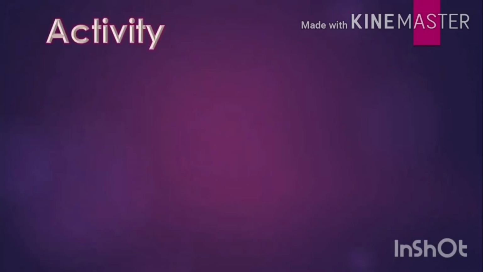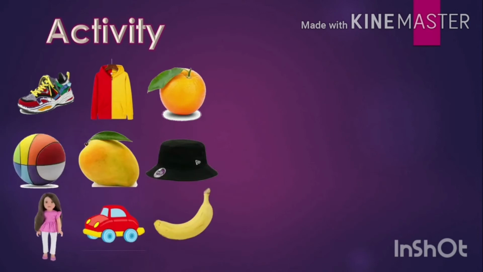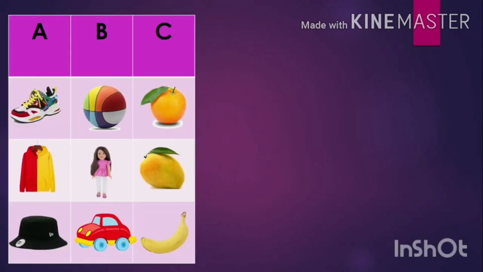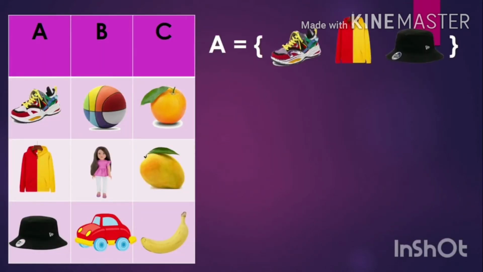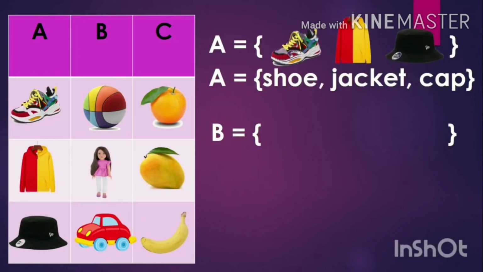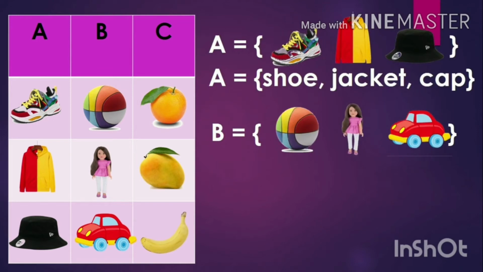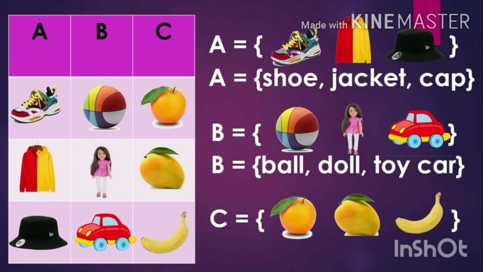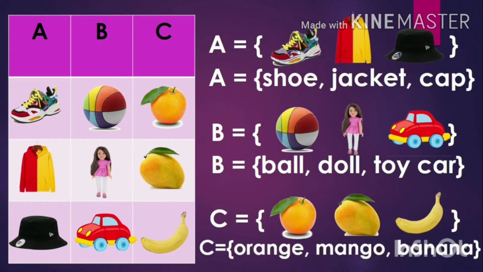Let's have first an activity. I have here 9 pictures and a table with 3 columns. We will group the following pictures according to its classification, characteristic, or category. Okay, let's start. So for group A, shoe, jacket, cap. Group B, ball, doll, toy car. Group C, orange, mango, banana.